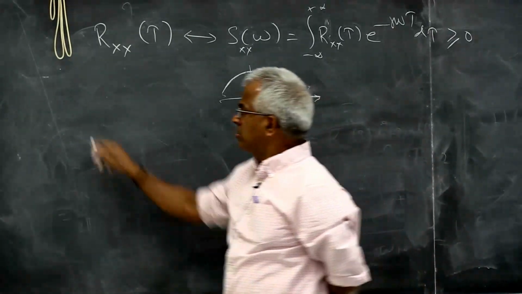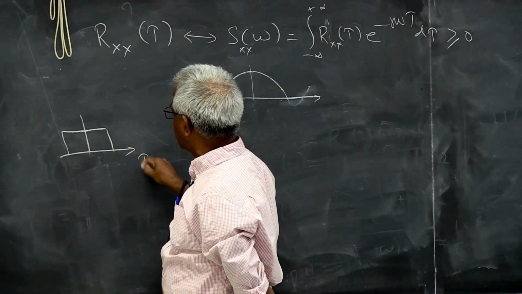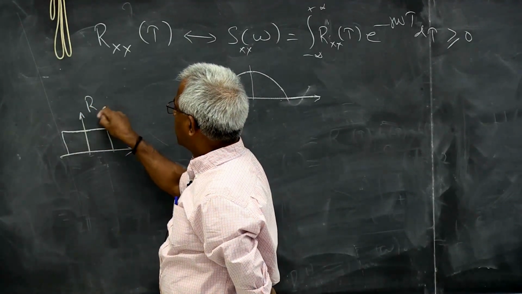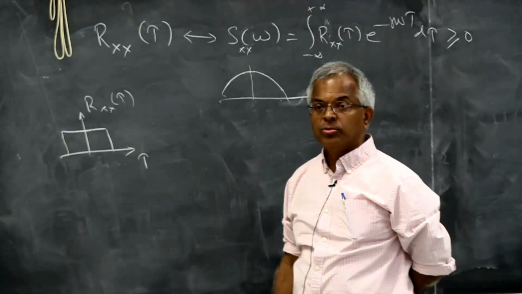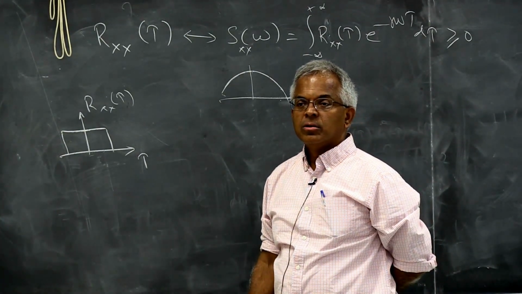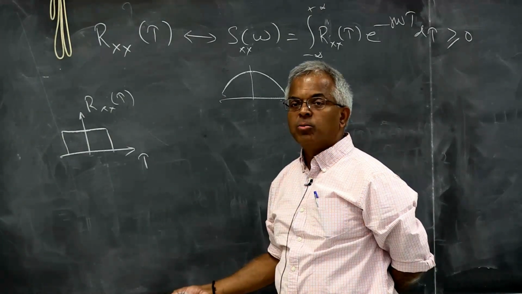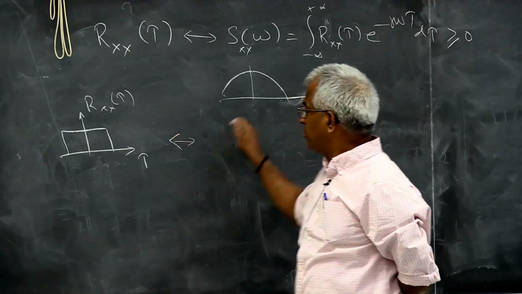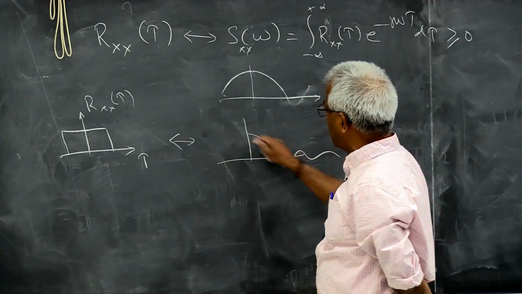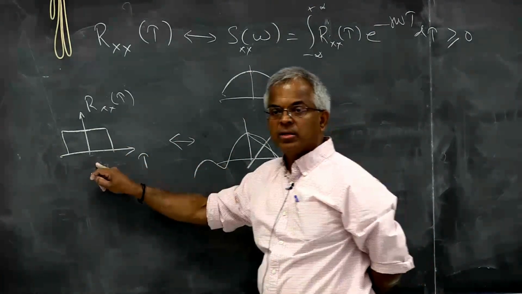So let me ask you this. Is this a valid autocorrelation function? If I draw this in, is this an autocorrelation function, Mike? It's a question to you. Why not? So let's take its transform. What is its transform? Sinc. If you draw sinc, sinc goes positive and negative. This cannot be a power spectrum, so this cannot be an autocorrelation.